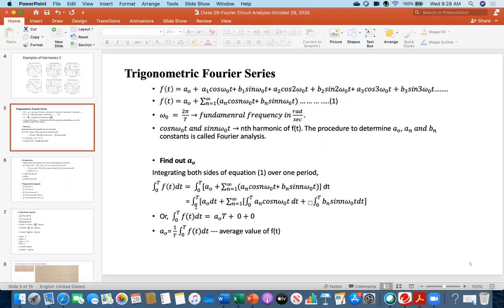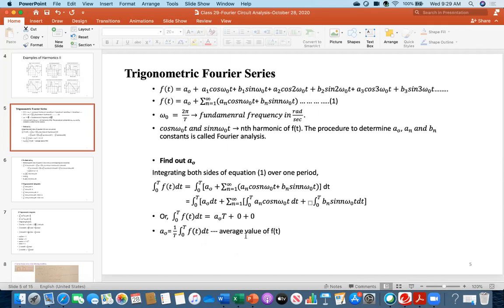And then if you put lower limit, upper limit, you will be getting capital T. So therefore, ultimately, from these two, you are getting a naught is equal to 1 over T integration of 0 to T f(t) dt. So in other words, if you remember average value and RMS value when we were discussing, this represents the average value of function of t.